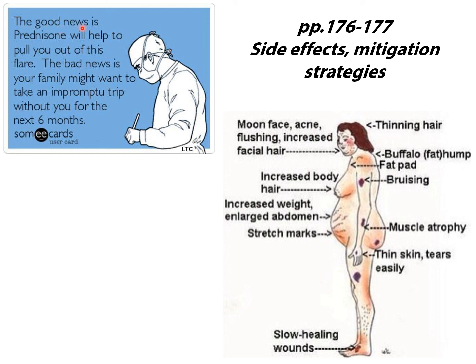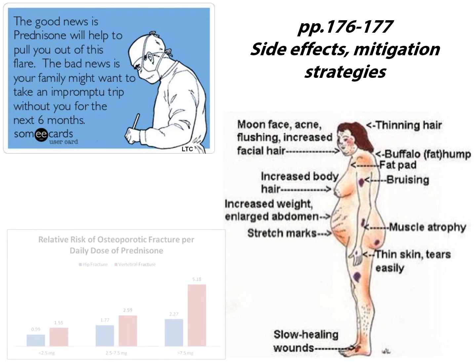So like this joke right here: the good news, prednisone will help you pull out of this flare. We're talking about a flare of rheumatoid arthritis, very painful and debilitating. Bad news is that your family might want to take an impromptu trip without you for the next 6 months, because there are some behavioral influences on mood and disposition with prednisone, so care needs to be exercised.